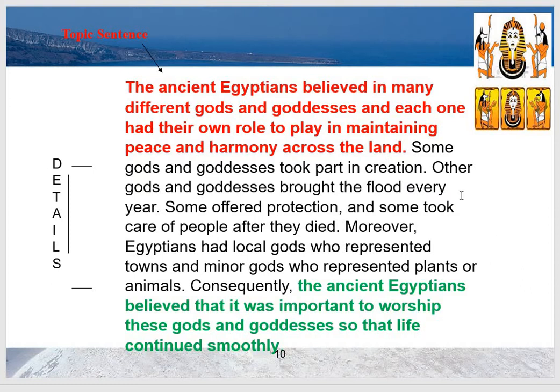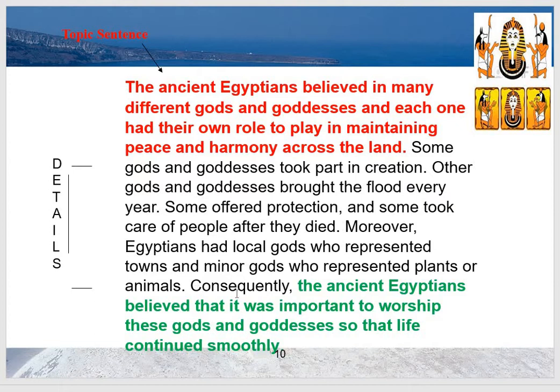Some gods and goddesses took part in creation. Other gods and goddesses brought the flood every year. Some offered protection, and some took care of people after they died. Moreover, Egyptians had local gods who represented towns and minor gods who represented plants or animals. These were the supporting details.